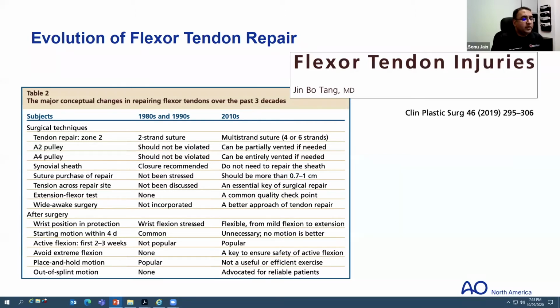And also the ability to check intraoperatively doing wide awake surgery, which we'll talk about in a bit as well. After surgery, you don't need to start motion immediately. Let the hand have some time to let the edema go down, and start your therapy after 4 days. The place and hold technique was kind of debunked; it's not found to be as useful. Going to more out of splint motion and active motion has been advocated, and we'll go over that rehab later on.